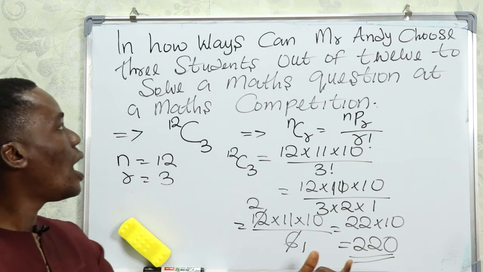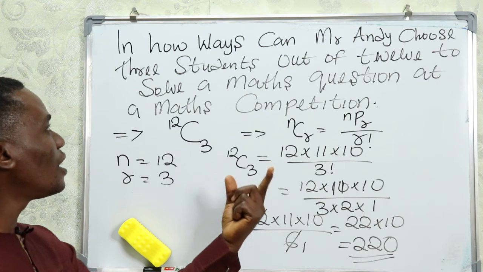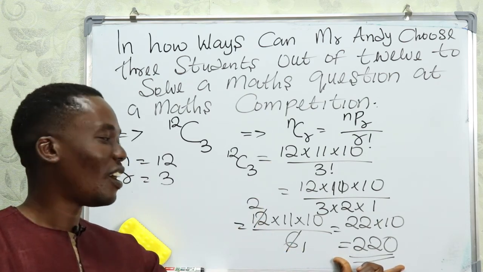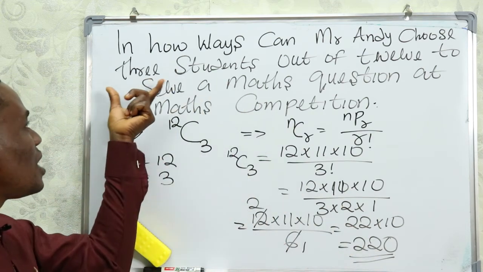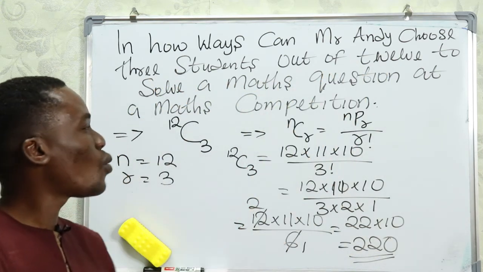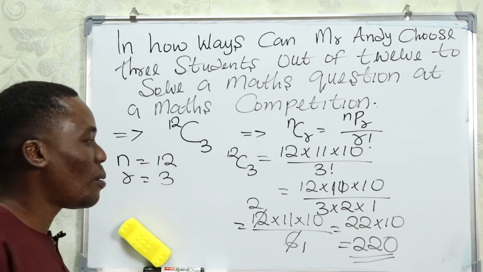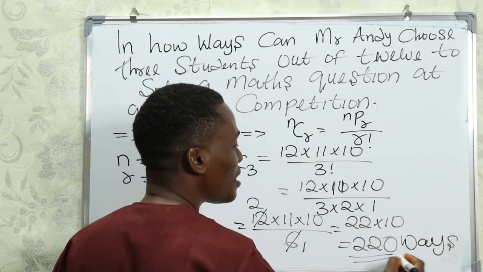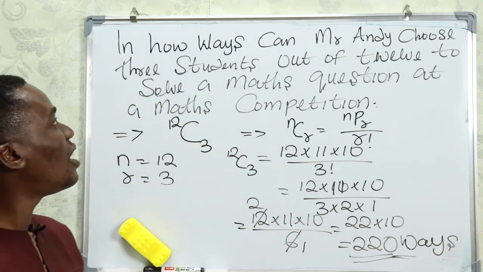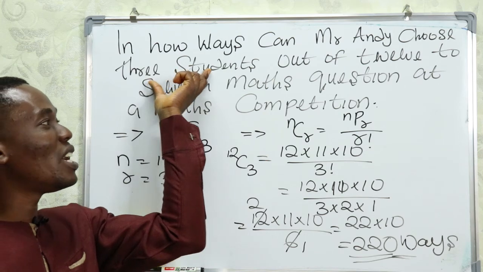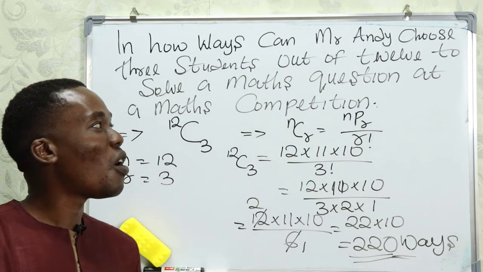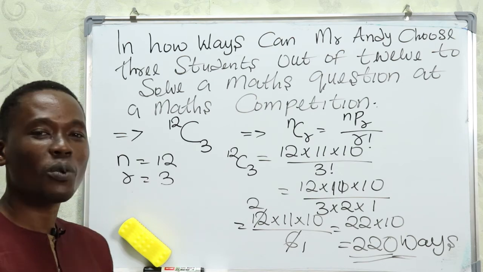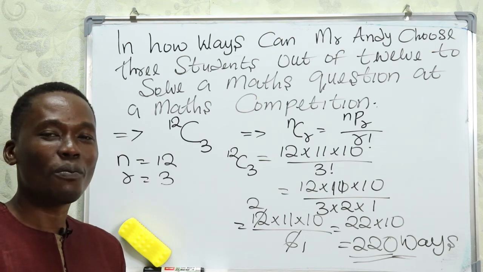So Mr. Andy has a Herculean task here. He has these various ways to select 3 students out of 12 students to solve this mathematics question, 220 ways of choosing 3 students to solve just a mathematics question in our mathematics competition.